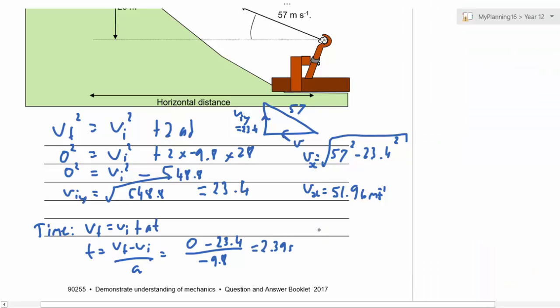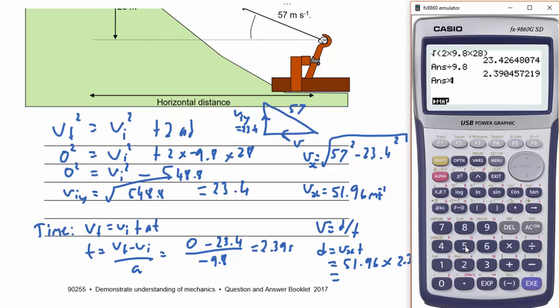And so if we want to know the distance travelled, velocity is distance over time. So distance equals velocity x times time. Velocity x was 51.96 and the time was 2.39 seconds. So if I multiply that by 51.96, I get 124 meters.